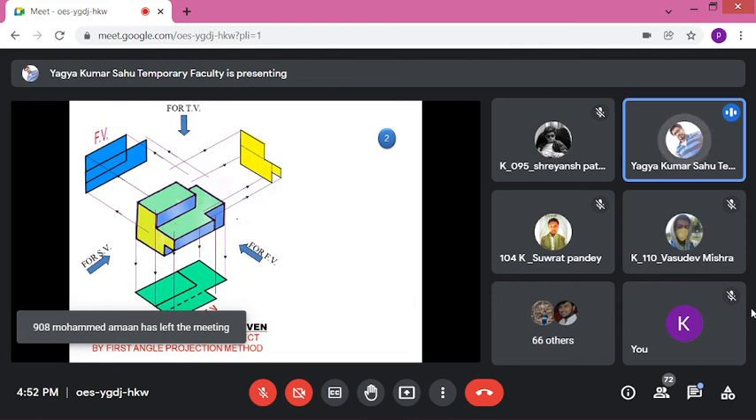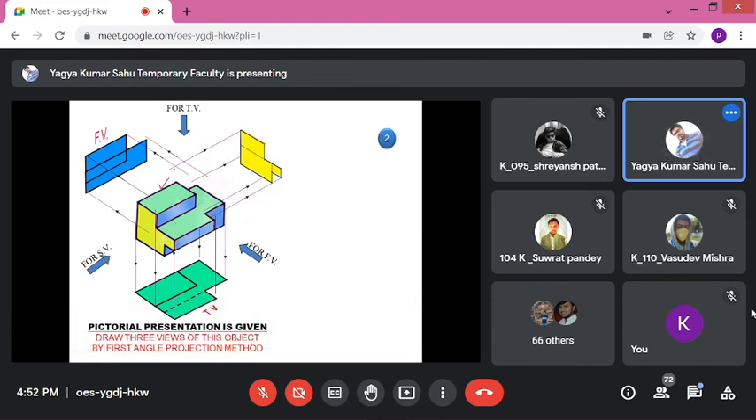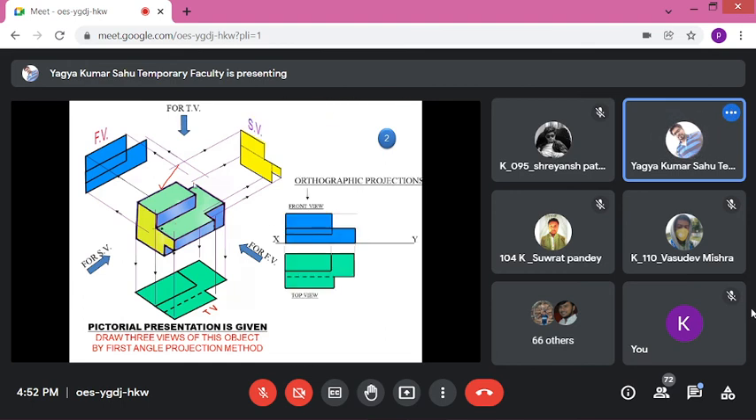This one is isometric view. And these are the orthographic views of this isometric view. So there are two types of question: conversion of isometric to orthographic, and orthographic to isometric. So here we are first of all making orthographic projection of the object with the help of reference line. Here you can see front view, top view, and side view of the object.